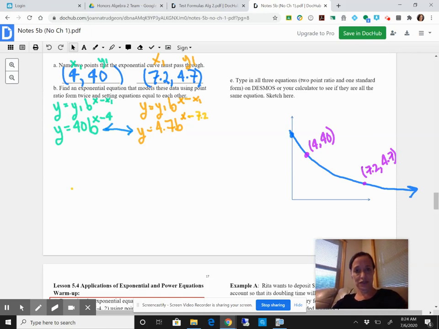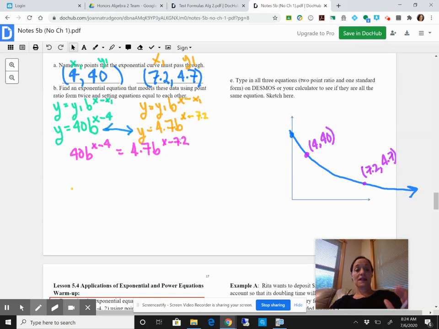So the y values would be equal at any given x moment. And so I am going to set these two equations equal to each other. I'm going to say, well, if these points are on the same curve, then 40b to the x minus 4 must be equal to 4.7b to the x minus 7.2, like that.